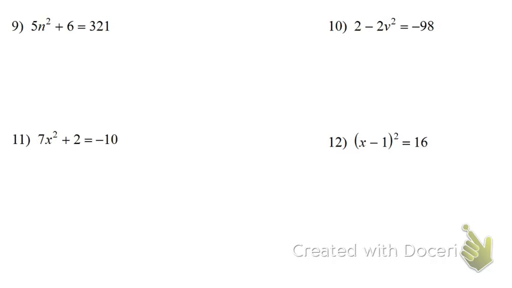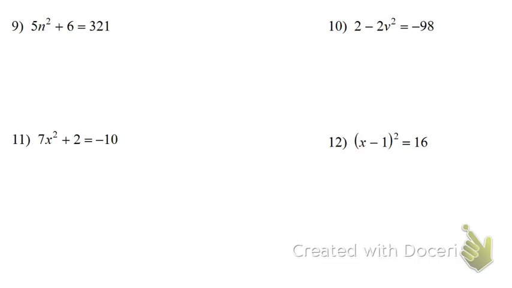Number 10 is one of those cases where you might think, oh, there's no answer because there's a negative over here. You can't assume that until after you get the square by itself. So first, I need to isolate the negative 2v squared. So this 2 out here is positive. This negative goes with this 2 in the back.